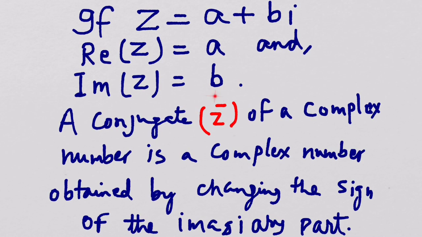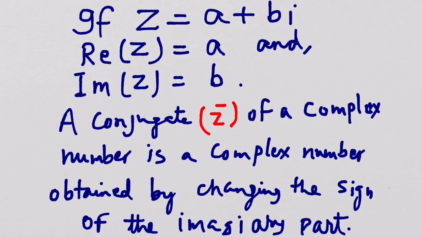So you can consult the video on the definition of complex number. There you can know about these notations, real part and imaginary part. The real part of this complex number is a and the imaginary part of this complex number is b. Both are real numbers. A and b are real numbers.